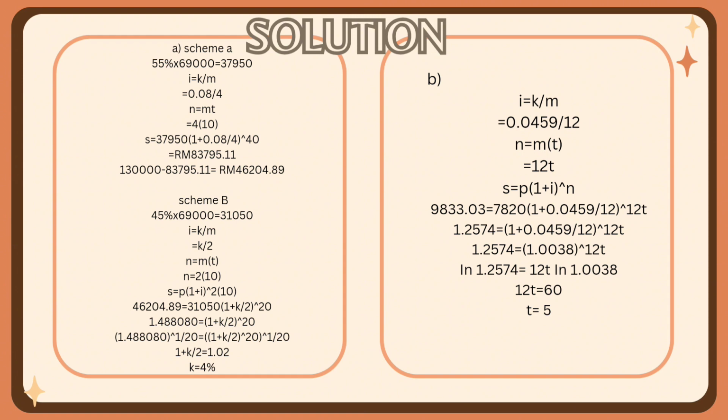6,204.89 equal to 31,050 bracket 1 plus K over 2 power of 20. So we need to times 1 over 20. So we get K equal to 4%.